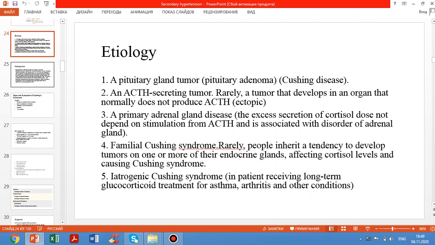Familial Cushing syndrome. Rarely, people inherit a tendency to develop tumors in one or more of their endocrine glands, affecting cortisol levels and causing Cushing syndrome. Iatrogenic Cushing syndrome occurs in patients receiving long-term glucocorticoid treatment for asthma, arthritis, and other conditions.